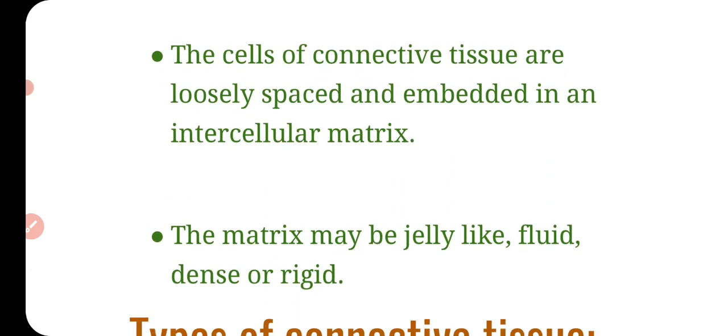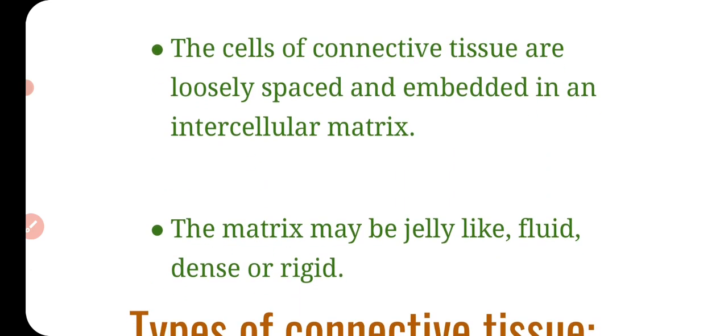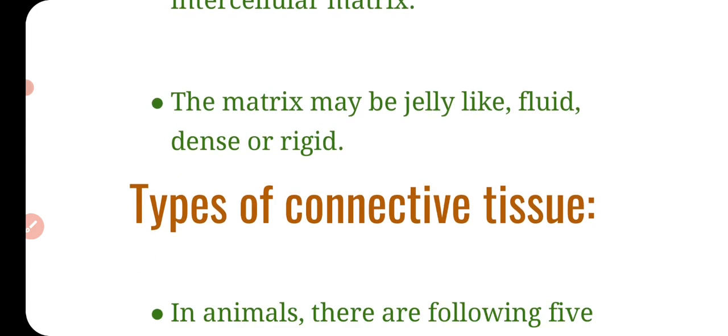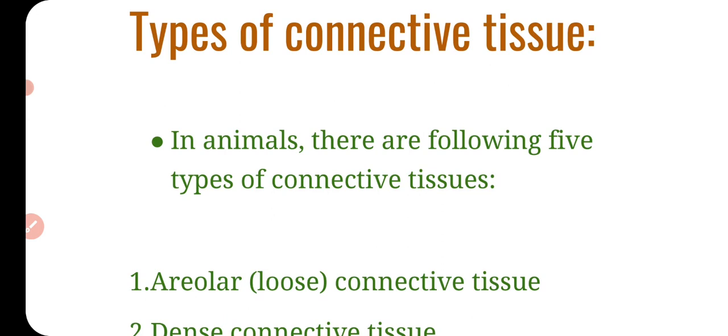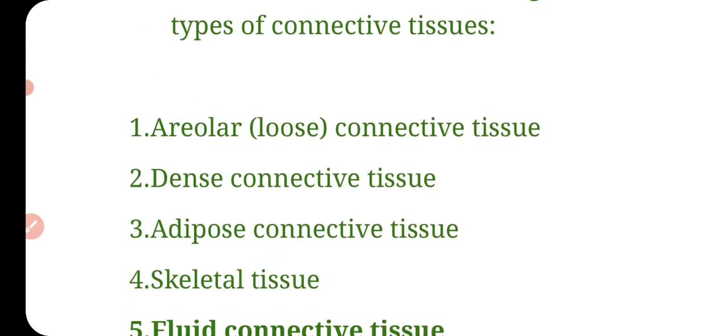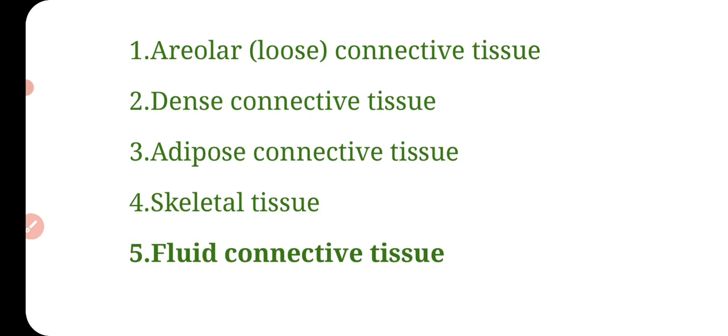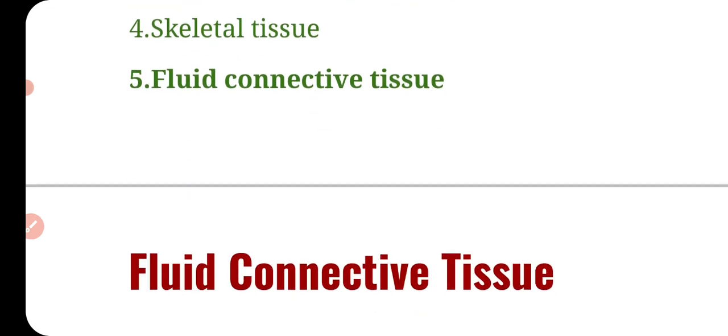The cells of connective tissue are loosely spaced and embedded in an intercellular matrix. The matrix may be jelly-like, fluid, dense or rigid. There are 5 types of connective tissue in the animal body: areolar or loose connective tissue, dense connective tissue, adipose connective tissue, skeletal tissue, and fluid connective tissue. Here we are studying the fluid connective tissue.